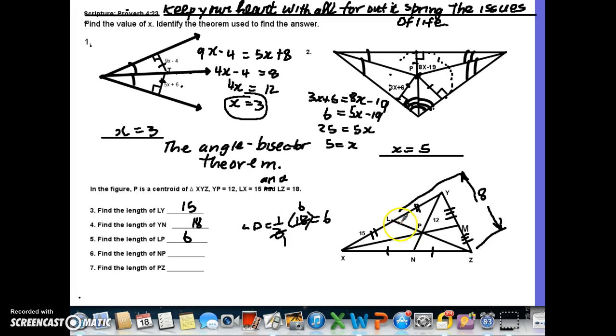And while I'm doing LP, I might as well do PZ, because I told you that the shorter segment is going to be a half of the longer. So if this is 6, this has got to be 12. And finally, NP, distance from N to P. Well, the longer segment of the median is 12, so the shorter segment would be half of that. That will also be 6. Okay, so that's a little review there on the medians of a triangle that converge or intersect at a point called the centroid.